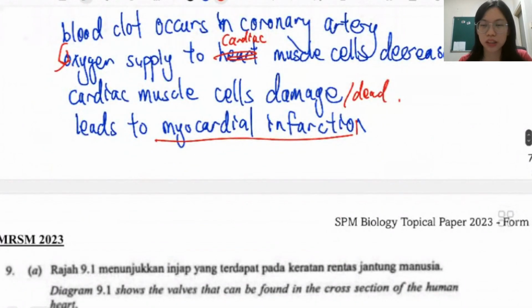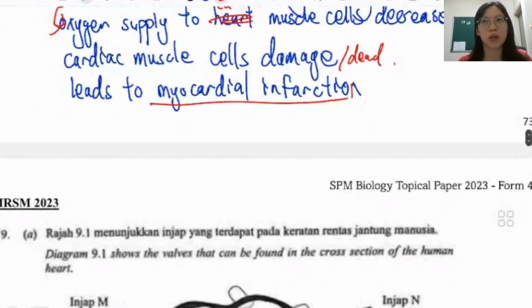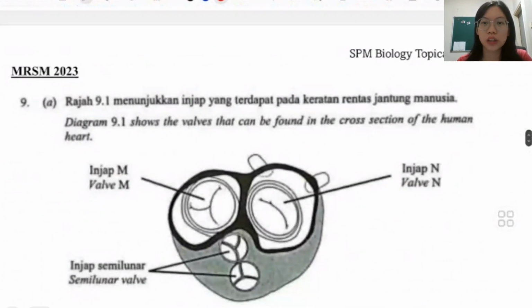Then, when your cardiac muscle cells are damaged, wow, it's very hard to replace them already. Even if you need to, it's very hard to get a compatible donor also.